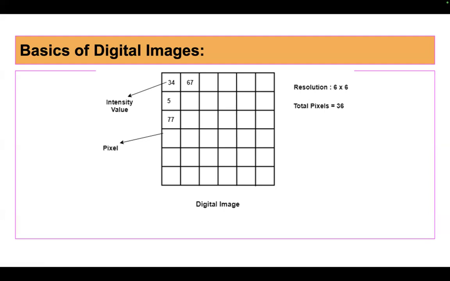And in 6 columns, 6 pixels, and 6 rows. So total pixels 36. So in each of them, some value will be there as per the light quantity. And these are the intensity values. And each of them will be the pixel element, that is pixel. I hope the digital image definition with all its terminologies is clear to you.